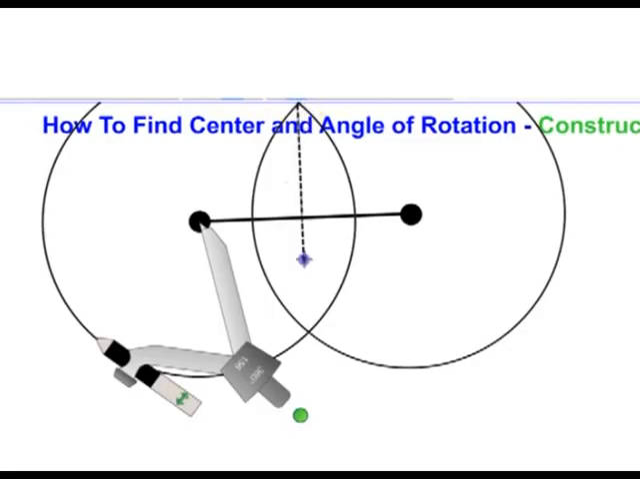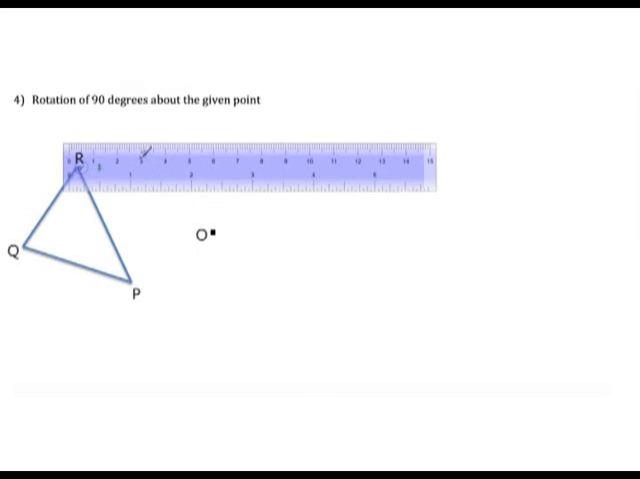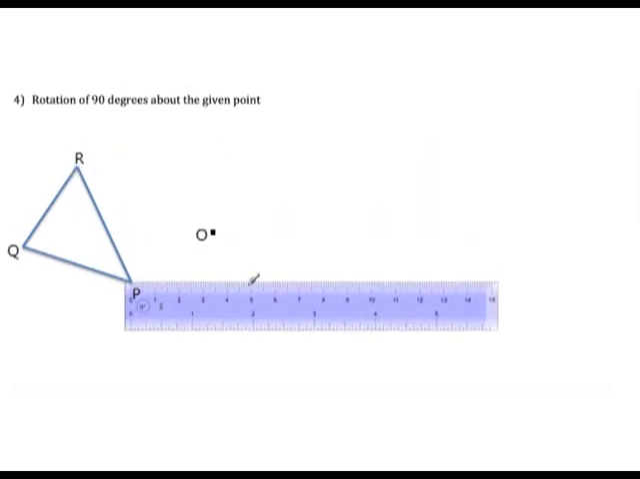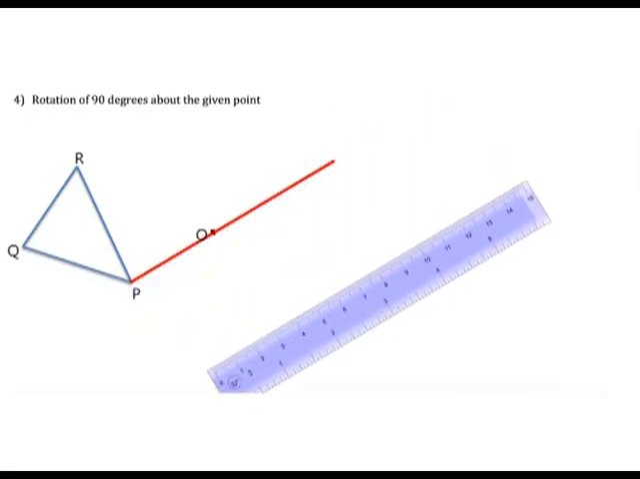Okay? So back to our triangle. We take a ruler and join the first vertex to O. I want it long enough. Now, in the previous example, I was taking the distance from the vertex to the center of rotation and reproducing it on the new line.